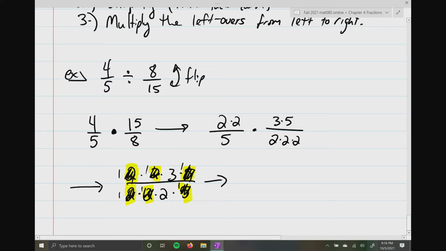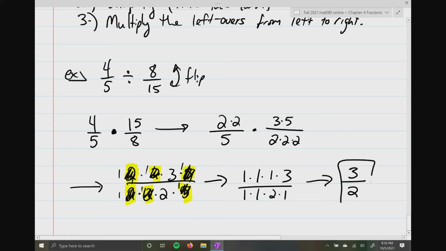So if I just rewrite everything the way it looks, 1 times 1 times 1 times 3, and then 1 times 1 times 2 times 1. If I multiply the leftovers from left to right, I'm going to get a 3 in the numerator and a 2 in my denominator. And that is how you divide fractions. You literally rewrite the problem so that it's a multiplication problem.